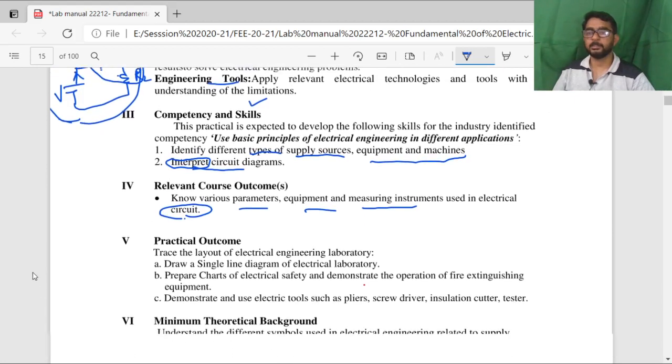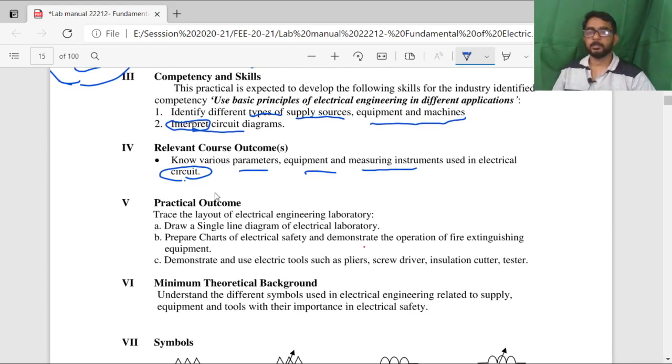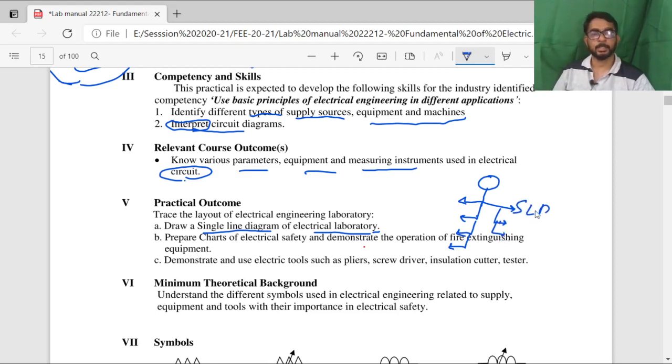Now let me see the practical outcomes. Draw a single line diagram of the electrical laboratory. Single line diagram means he can draw the diagram like this, where is the main source, and from that source what type of supply and what type of connecting wires should be taken, and from here again tappings are there. This is known as the single line diagram. So he will be able to draw it.